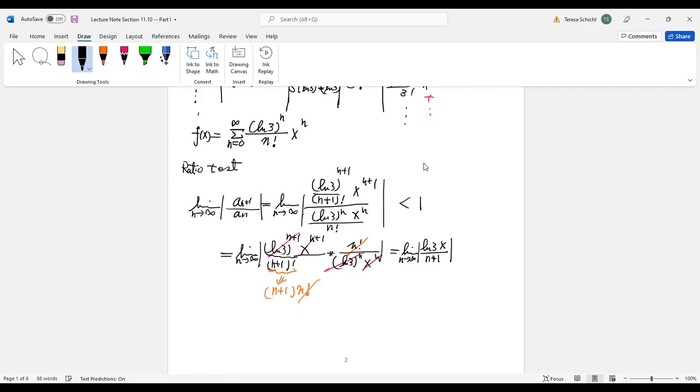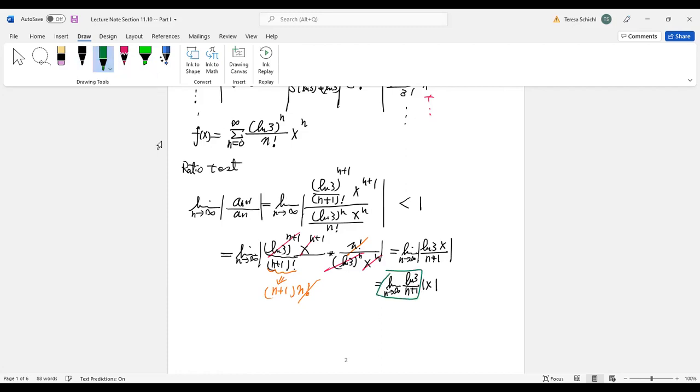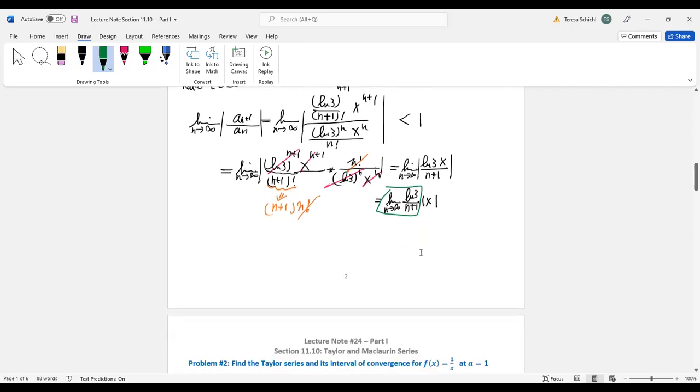And then in here, you will have the limit as n approaches infinity of natural log 3 times the absolute value of x, over n plus 1. And then you will say, hey, natural log 3 is a constant, right? Then when n goes to infinity, this number is going to where? This number is going to 0. So the whole thing is going to zero, right? So it's always less than 1, see here.